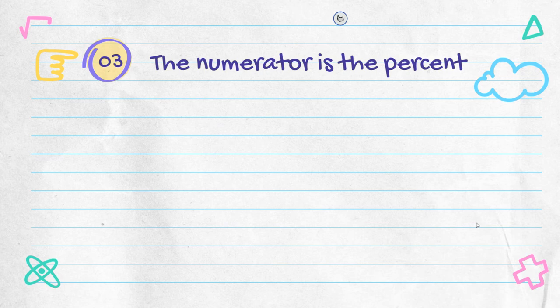The numerator is your answer. The numerator is the percent. So I have 75 over 100, or 75 out of 100. So that 75 is my percent. 75%. So 6/8, or 6 out of 8, is the same as 75%.